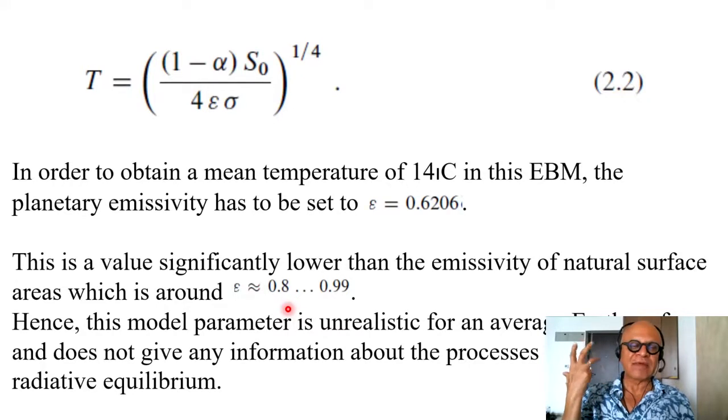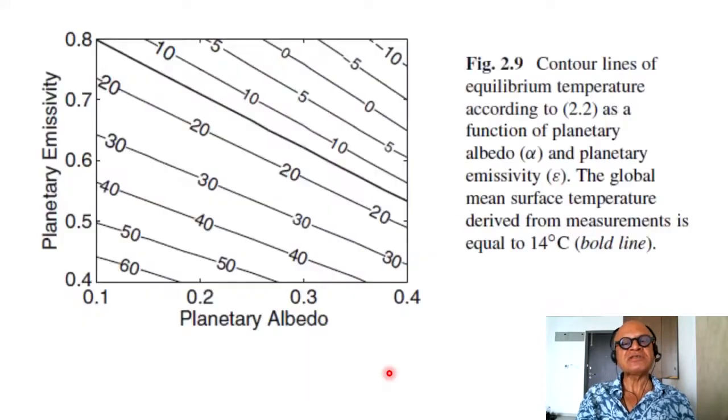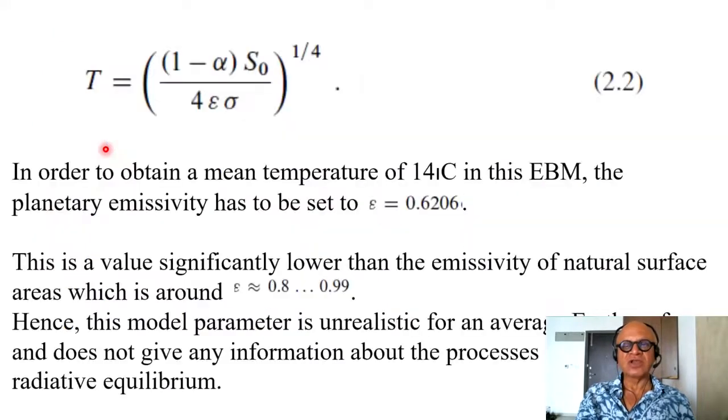Very dark and almost black body, or high albedo and down to 0.8. Hence, this model parameter is unrealistic for an average Earth surface and does not give any information about the processes leading to this radiative equilibrium. So when you parameterize and you choose values like this, it's called tuning. You tune the model to fit some observation that you are sure of, like the global average surface temperature. But then you have to have independent information produced by the model to make sure that it works. In this case, we derived an emissivity which is not realistic.